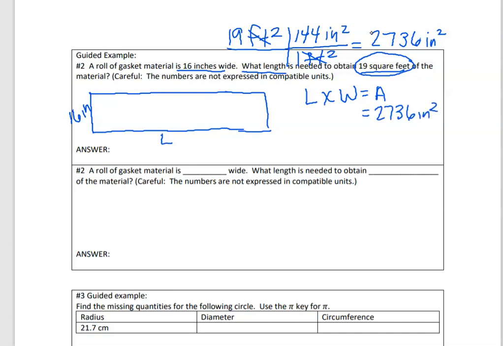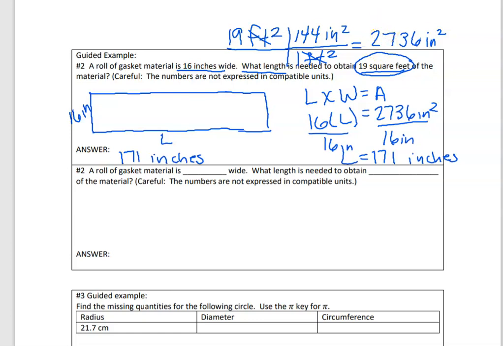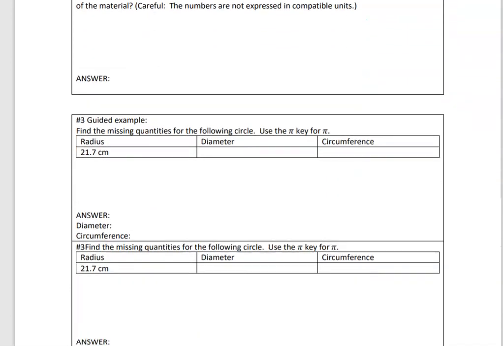I know that I don't know the length, but I do know that the width is 16. So this would be 16 times the length is equal to this. This is 16 inches, so we're dividing by inches here. I should be able to use algebra and just divide there and get the length is going to be 2,736 divided by 16, 171 inches. Okay, so my answer, 171 inches, is going to be the length that's going to make that area 19 square feet.